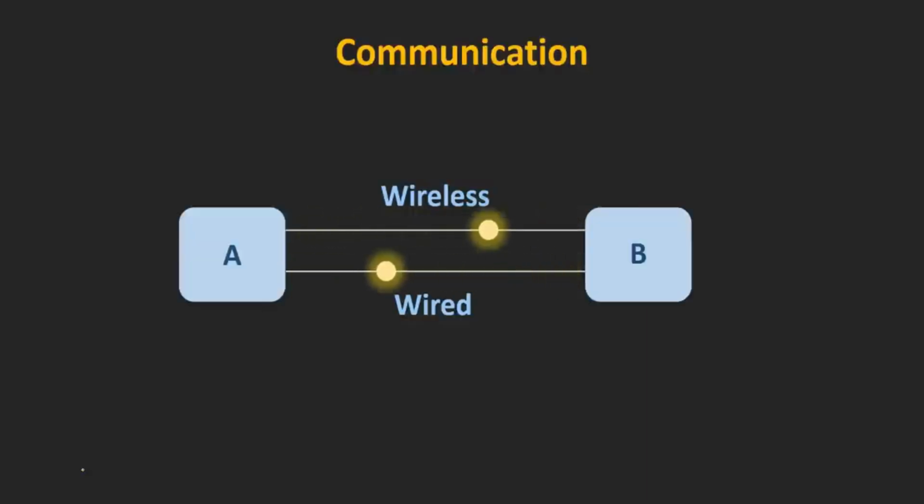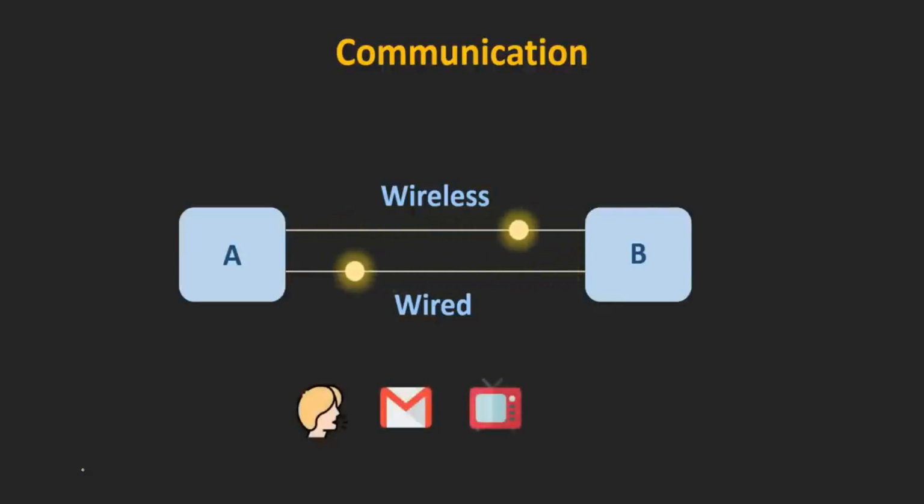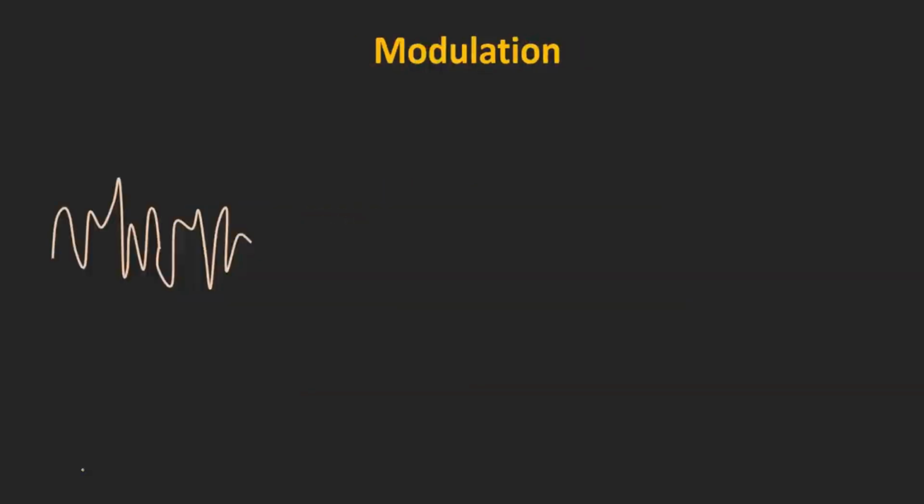In this video, we will talk about modulation, and we will see what modulation is, why it is used in communication, and what the different types of modulation are. In a broad sense, communication is the exchange of information, either wired or wirelessly, between two points which are far away from each other. This information could be a voice signal, an email, or even a television signal. But here, let's take the example of the voice signal.